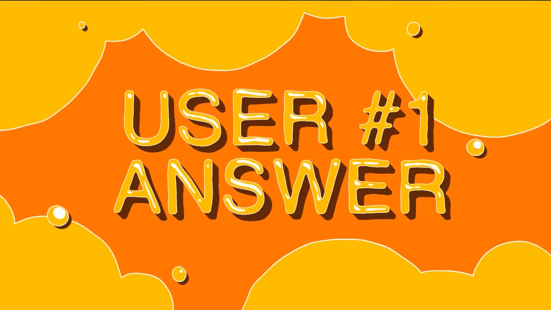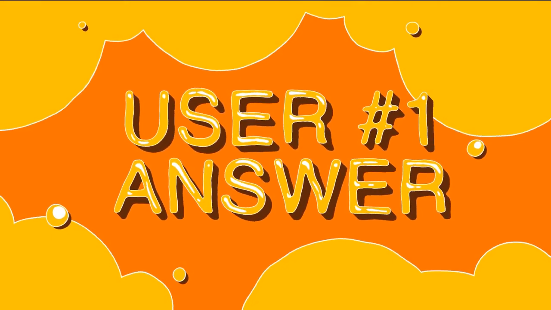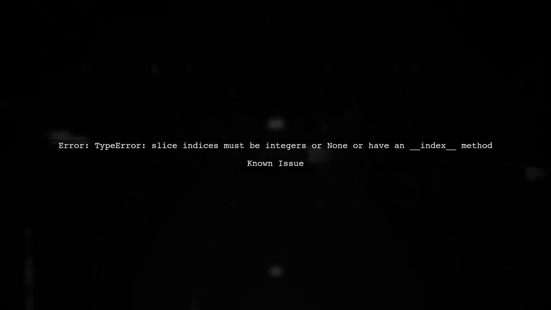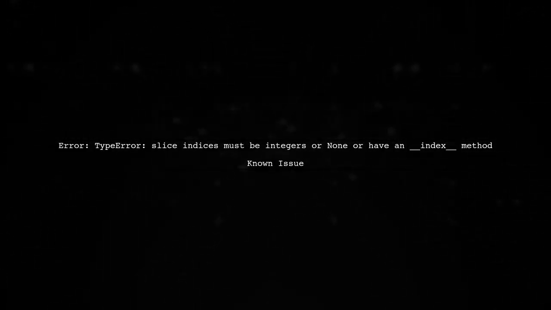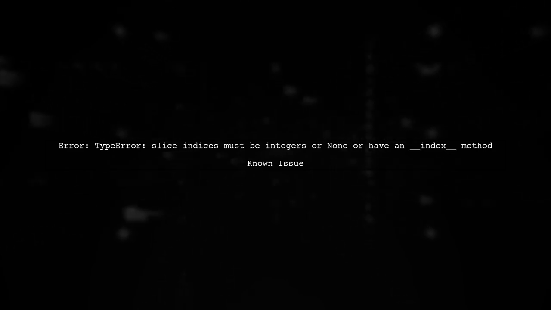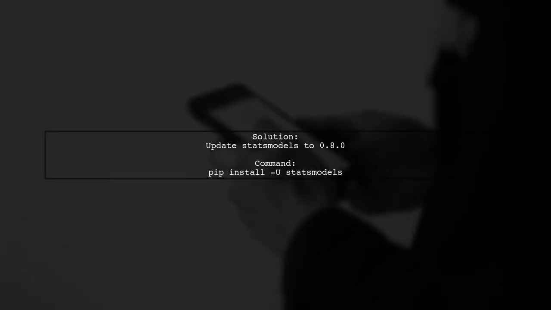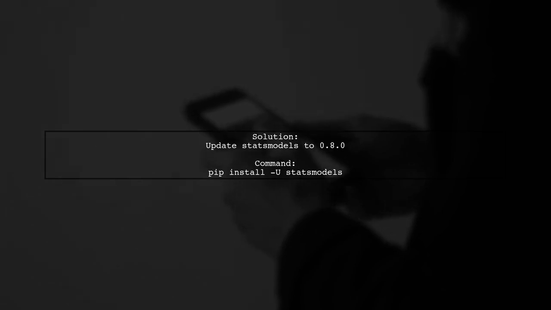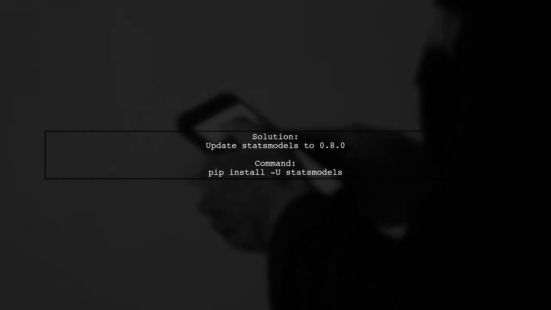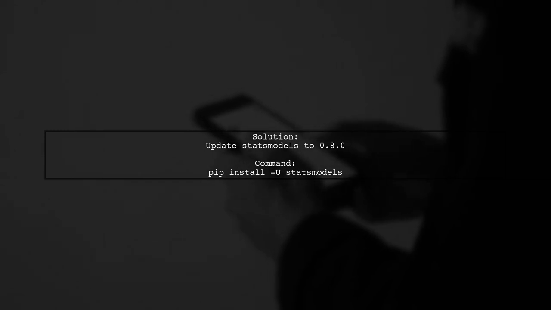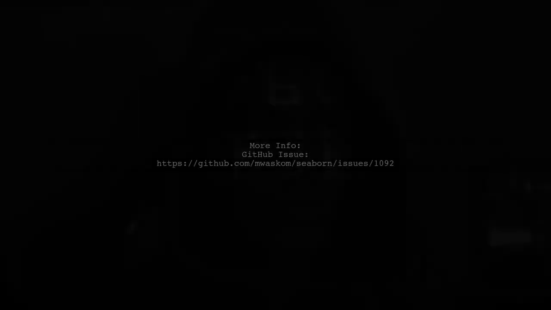Let's now look at a user-suggested answer. If you're encountering the type error about slice indices in Kaggle, you're not alone. This is a known issue. A potential solution is to update your statsmodels package to version 0.8.0. For more details, you can check the GitHub issue linked in the description.